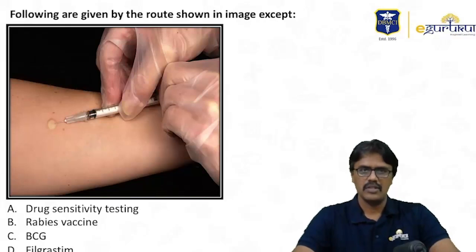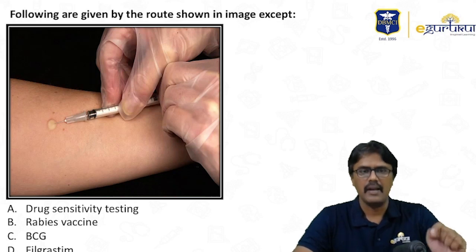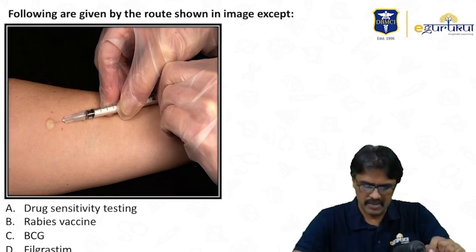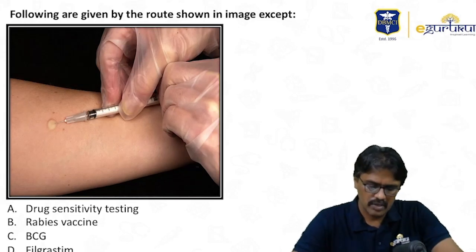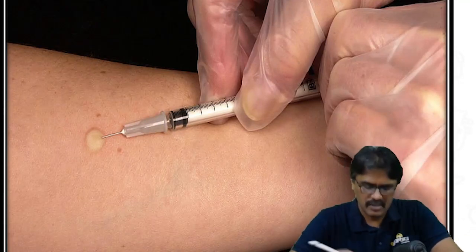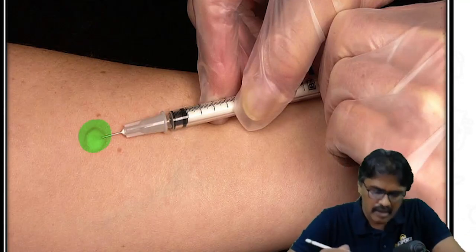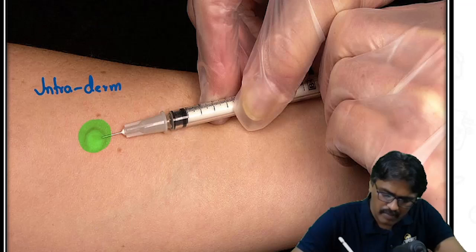Now moving on to this question: following are given by the route shown in image except: drug sensitivity testing, rabies vaccine, the BCG, and the filgrastim. Now what is this route? Let me expand this and show it to you. You have to identify this, guys. This route is the intradermal route. Very, very important.